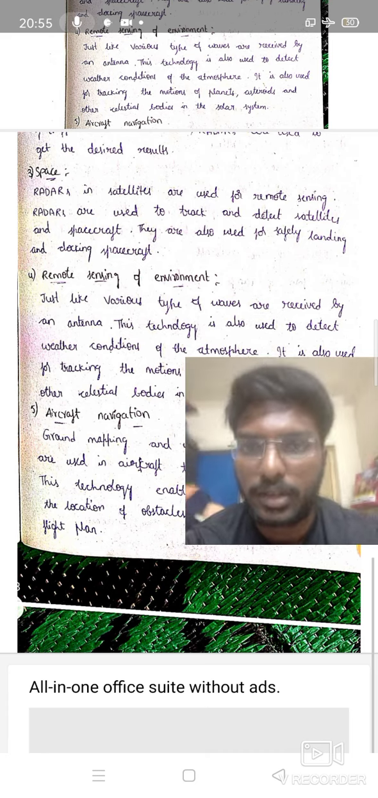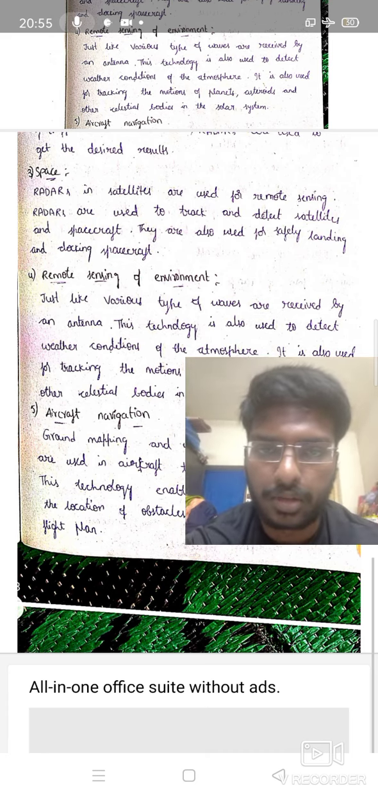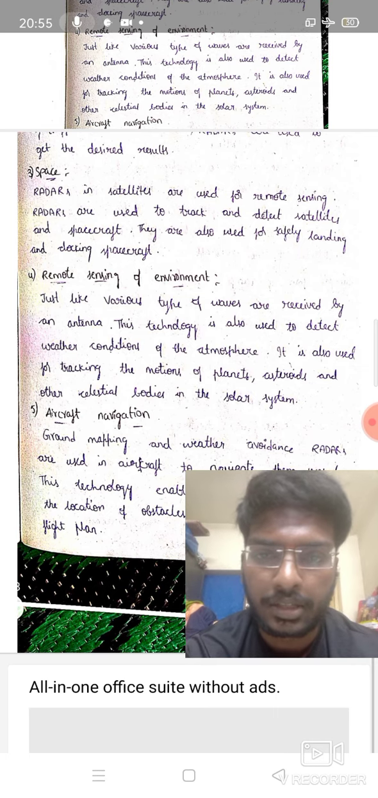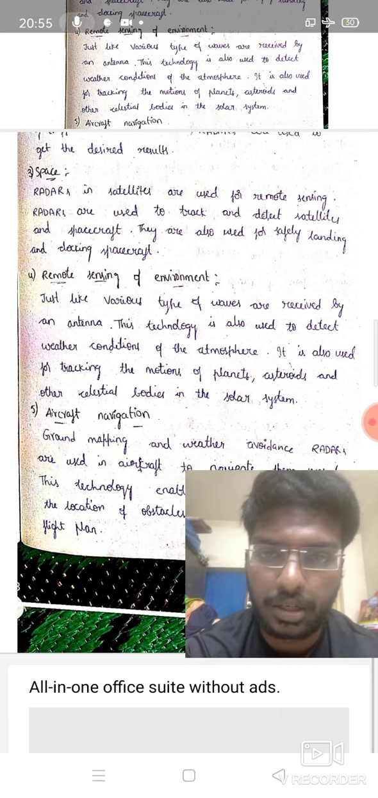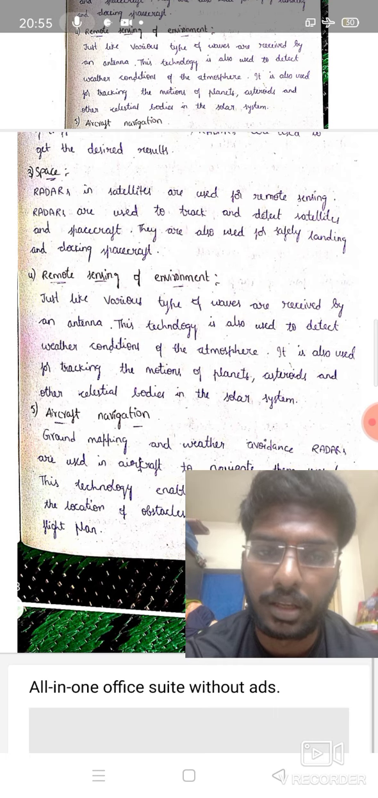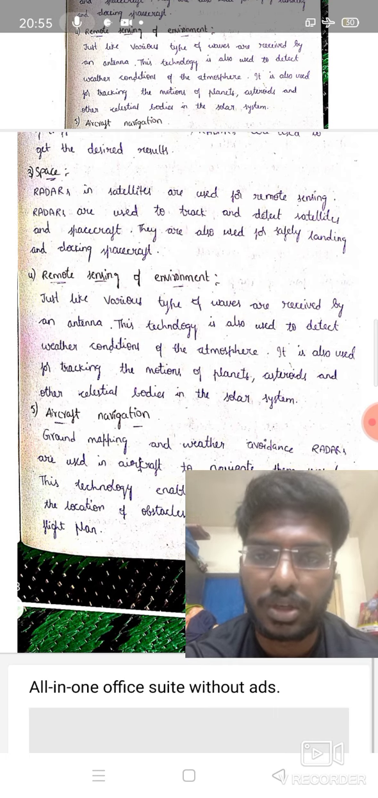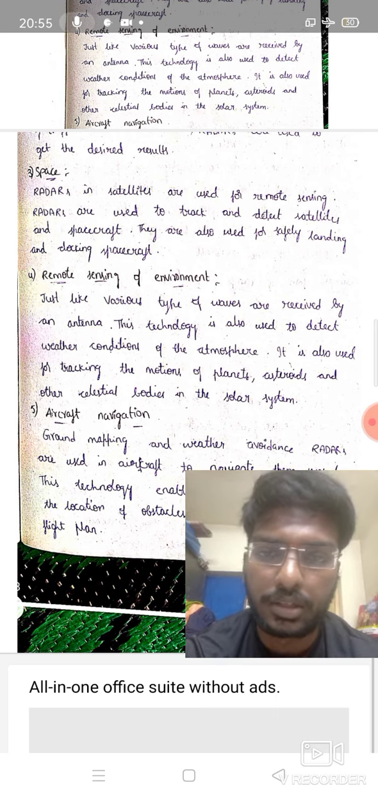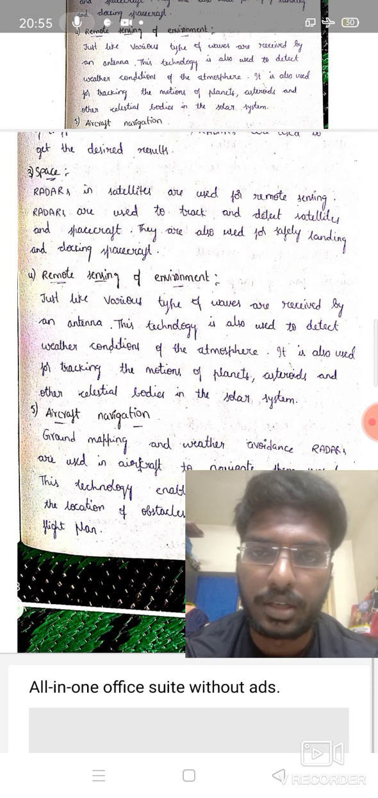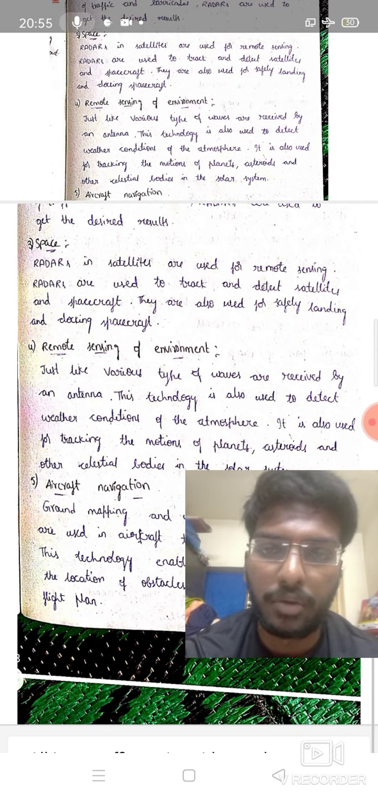It is also used in air space to know the details of the atmosphere. Finally, radars are among the most used applications in our daily life, and in many other applications. Finally, I conclude that radar is very important to our livelihood. Thank you.